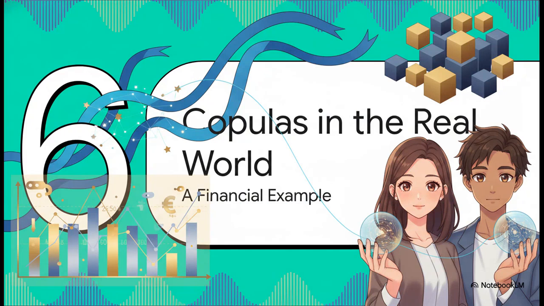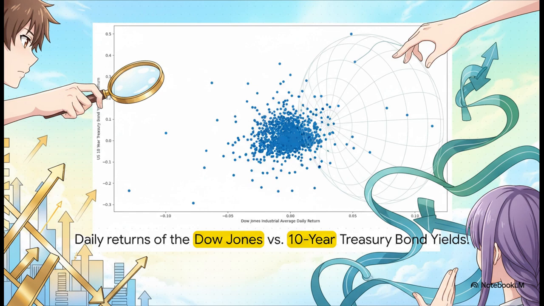All right, I know this has been a lot of theory, so let's get our hands dirty. Let's make this super concrete. How does this actually work with real-world data? Let's go back to our financial example. So here we are, a scatter plot of daily returns for the Dow Jones Industrial Average versus the 10-year Treasury bond yield. I mean, you can kind of see a mild positive relationship, but what's really happening at the edges, in the extremes? What kind of copula best describes this relationship?